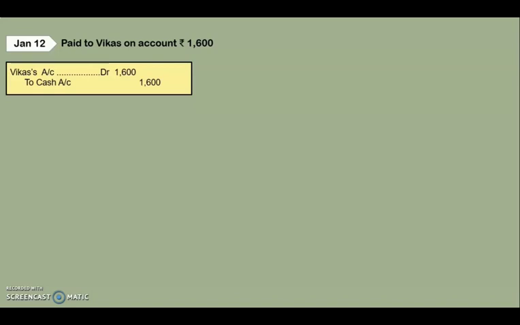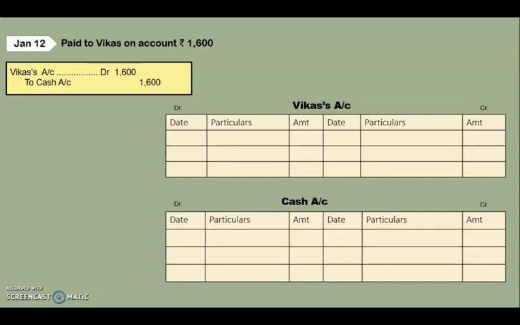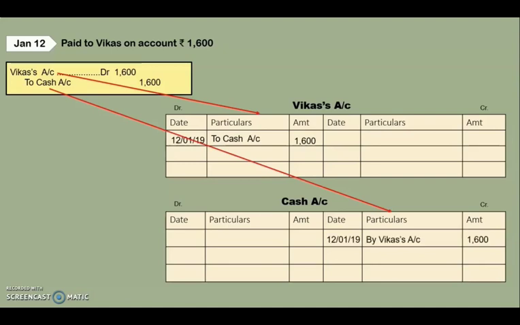Now this will be posted in Vikas's account and cash account. So on the debit side of Vikas's account, we will write 12th Jan to cash account 1,600. And since cash account is credited in the journal entry, on the credit side of cash account, we'll write 12th of Jan by Vikas's account 1,600.